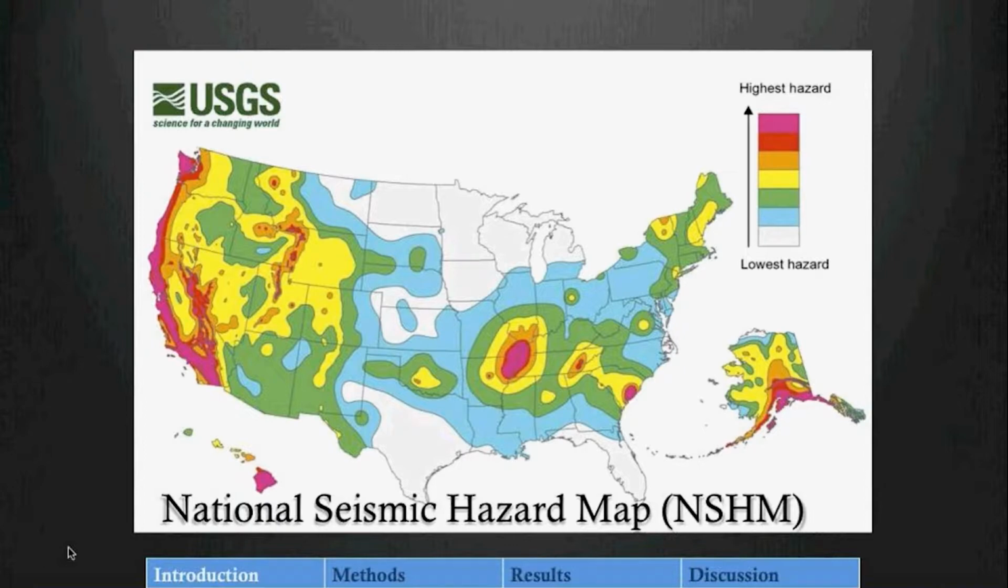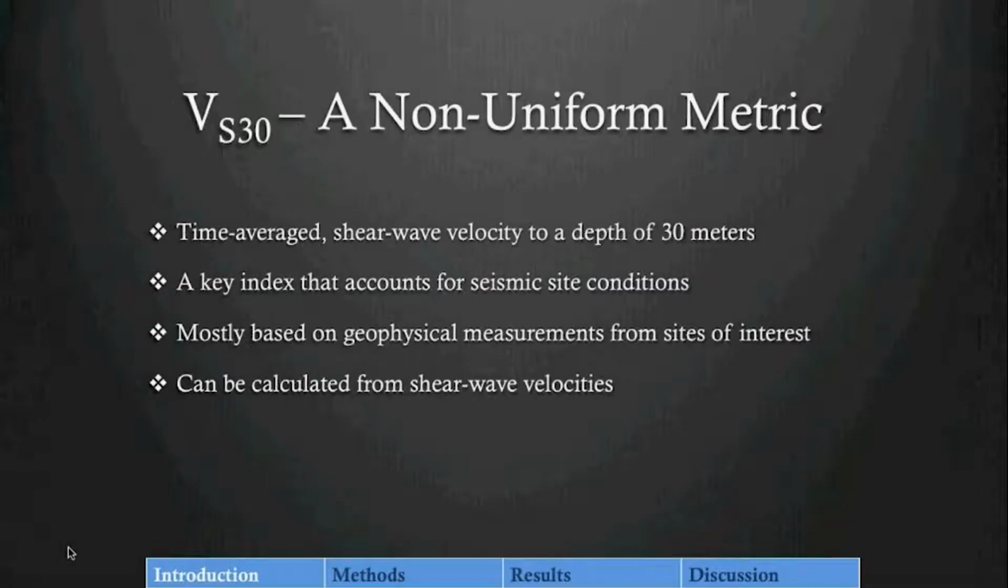And what these hazard maps do is they incorporate what are known as ground motion models to predict the amount of ground motion associated with an earthquake. And then they feed those ground motion models into probability simulations to calculate the probability of that event happening within the next 50 years. One of the key components of any ground motion model for the last 20 years is what's known as VS30. Now, this is the time average shear wave velocity to a depth of 30 meters, which is jargon again. But basically what this tells us is how fast these seismic waves are going to be moving in the top 30 meters of the crust.